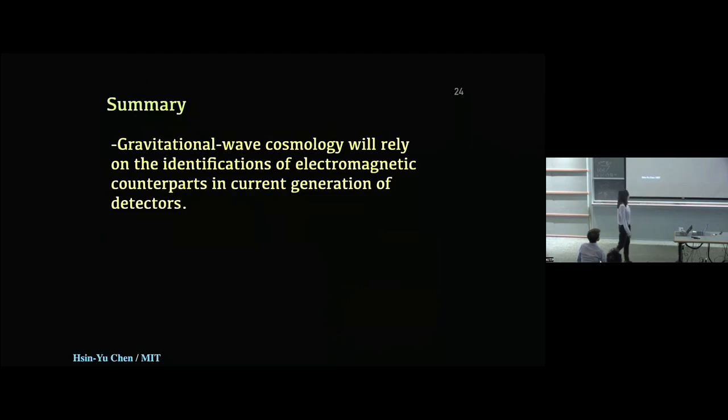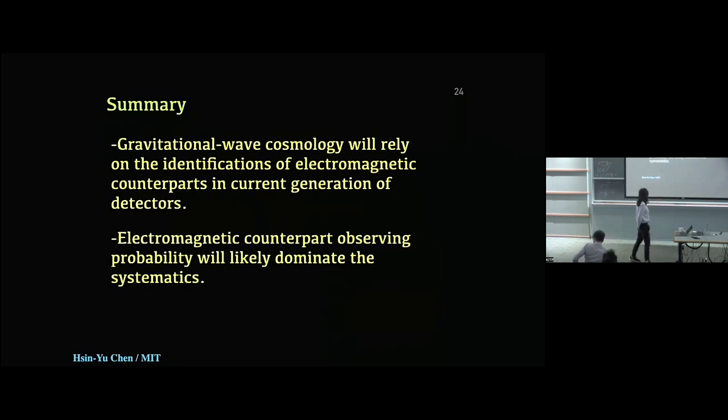Gravitational cosmology, as I said, will likely rely heavily on the identification of the EM counterpart with our current generation of detectors. So that means at least for the next few years, the EM counterpart will be critical for us. And our next big task will be trying to deal with this systematic associated with the EM counterpart observing probability. That is actually a very rough term, I call it EM counterpart observing probability.